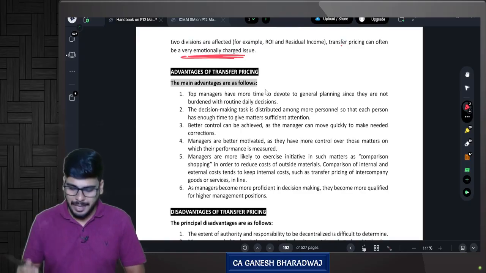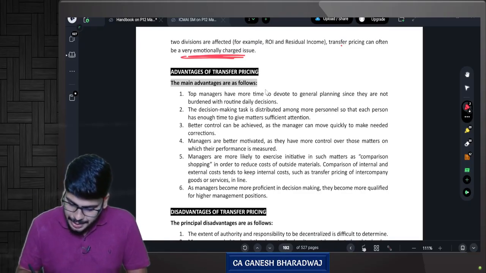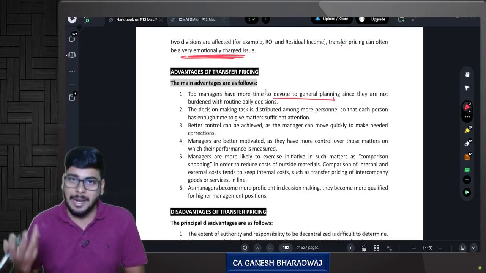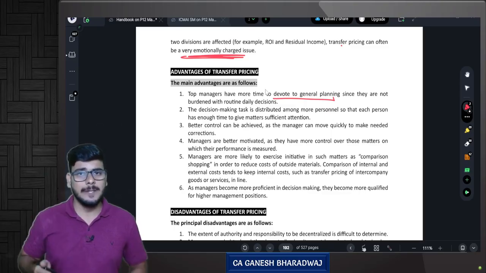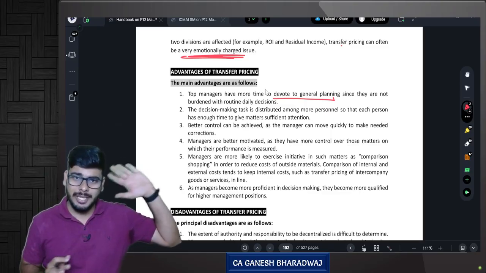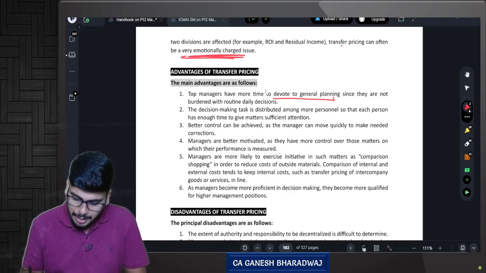So what are the main advantages of transfer pricing? The top managers will have more time to devote to general planning. Yes. Why? Because now you have delegated. The branch level activities are delegated to the branches or divisions. Correct? So they can concentrate more on only their head office activities. Correct? They are not burdened with routine tasks.